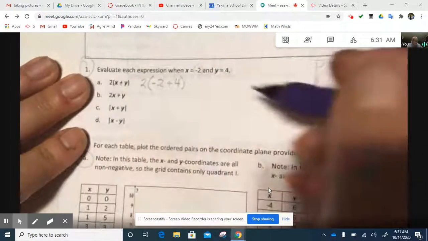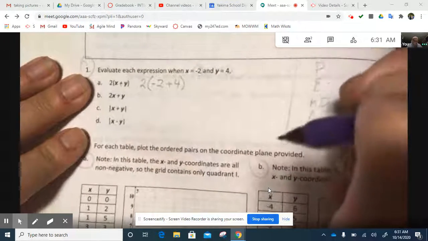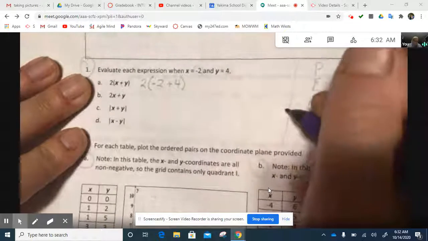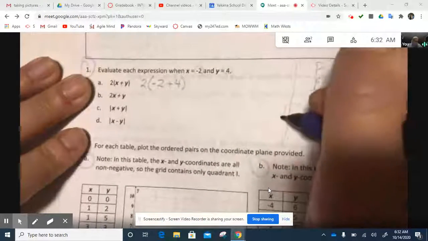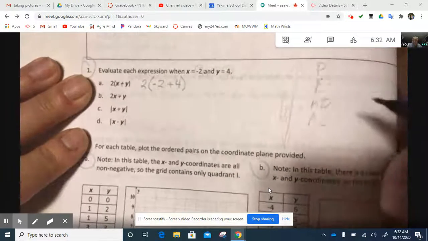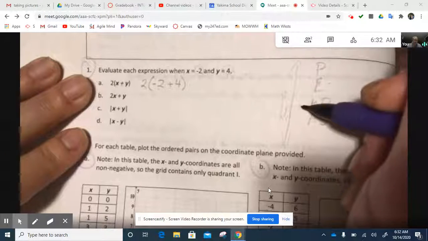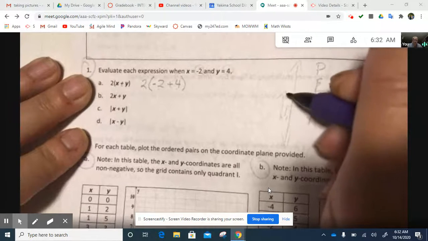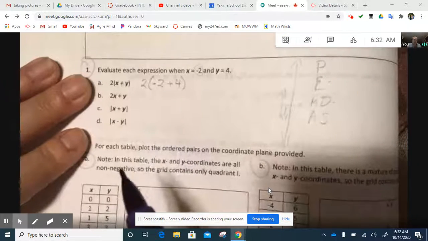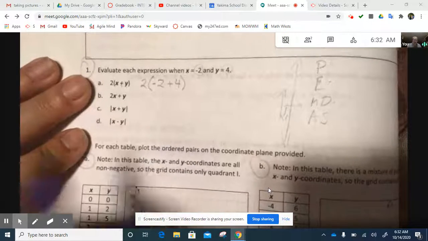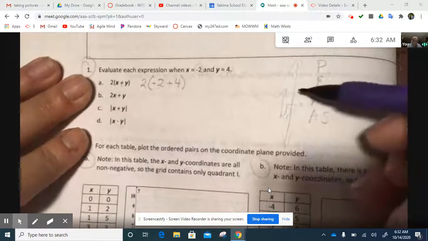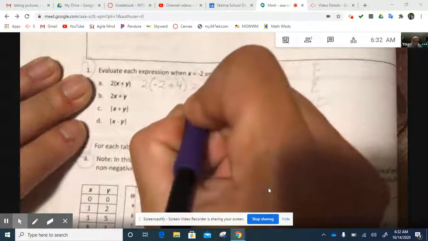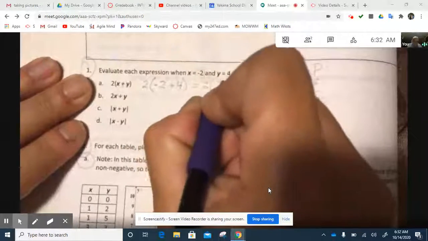So if you think about a number line going up and down, and there's 0, we're going to go down 2, but then we're going to turn around and go up 4. So we know we're going to be above 0. And because we're going opposite directions, we basically subtract these numbers. So 4 minus 2 is 2, and we know that it's going to be positive. So then we have 2 parentheses 2.